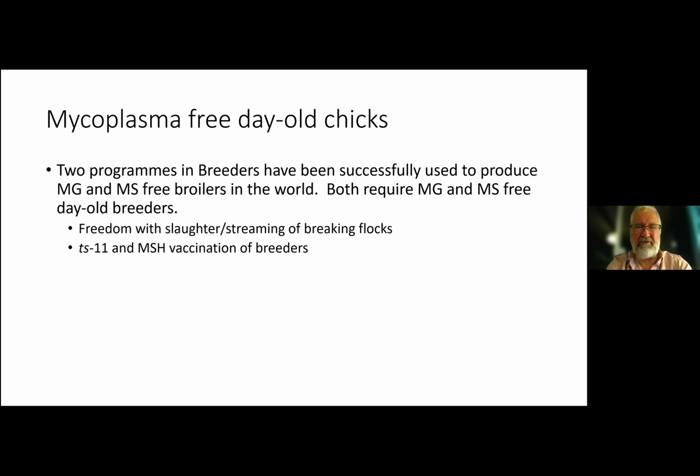So how do we get mycoplasma-free day-old chicks? There's only 2 programs in the world that have been used to produce MG and MS-free broilers, and both required to eventually have MG and MS-free breeders. So Freedom, which is done in the US in a big way, slaughtering infected flocks, and streaming is one way. Streaming is where you make sure that eggs from infected flocks are not mixed with eggs from uninfected flocks. And the other way is by using TS11 and MSH vaccination of breeders.